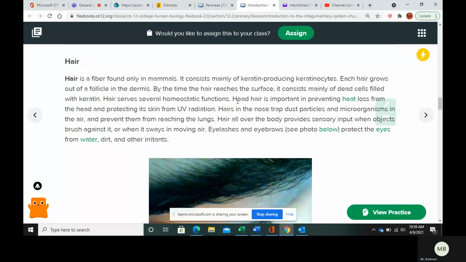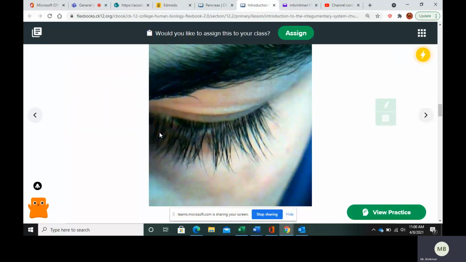Head hair prevents heat loss from the head, and it helps protect the skin from UV radiation. Hairs in your nose are going to trap particles and prevent them from reaching your lungs. Hair all over the body provides sensory input when stuff touches it. And then eyelashes and eyebrows are going to protect the eyes from anything that might irritate them.